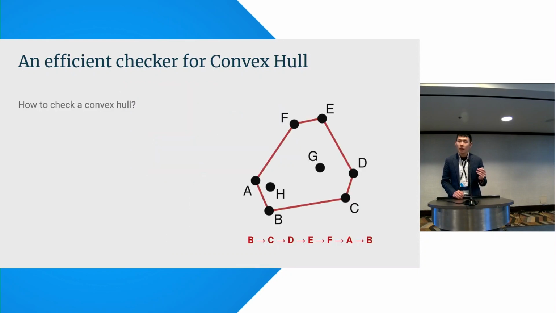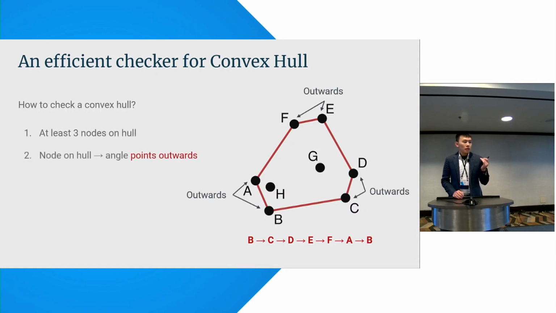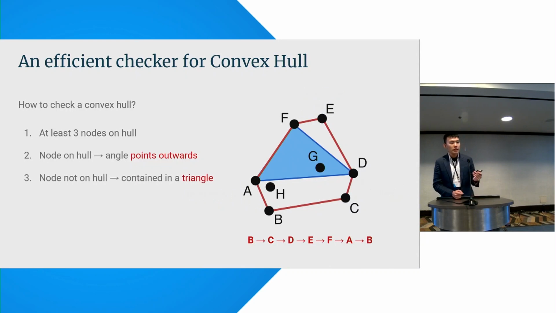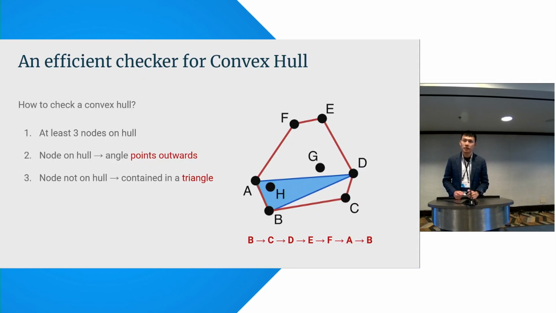Well, how can we check a Convex Hull? It needs to have at least 3 nodes on it. It is convex. This means that if we take a look at any of the nodes on it and the 2 edges connecting to it, they should form an angle pointing outwards, away from the cluster of nodes. And then finally, any node that is not on the hull should be contained in a triangle formed by 3 of the nodes on this hull. In this case, G is contained by ADF, and H is contained by ABD.